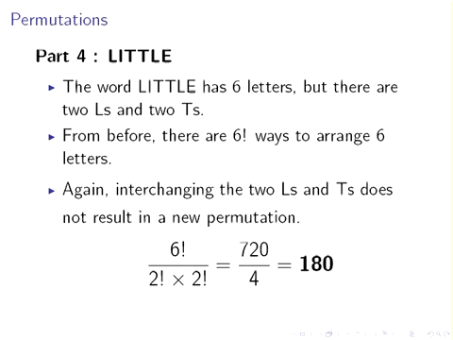Alright, the last one is the word little. There are 6 letters, and there are 2 T's and 2 L's. Now, there are 6 factorial ways to arrange 6 letters, but again, what we do is divide by 2 factorial times 2 factorial. This is to account for the 2 L's, and this is to account for the 2 T's. So it's 720 divided by 4, and the answer there is 180.